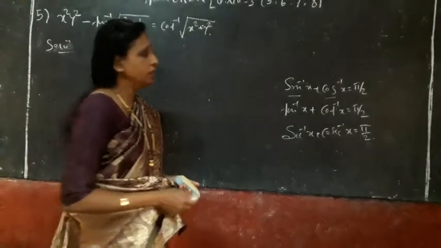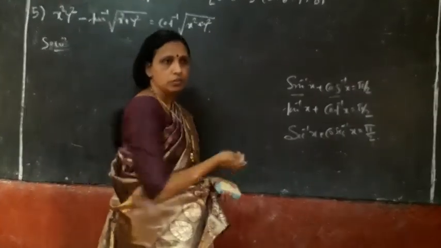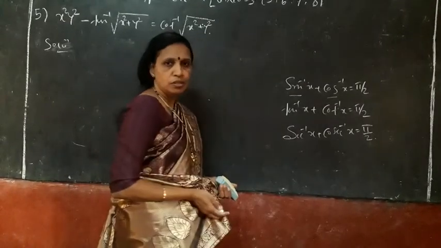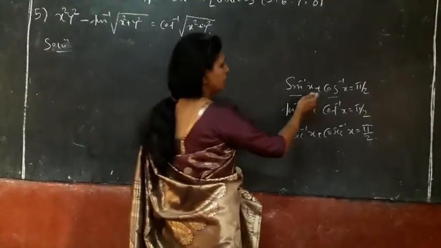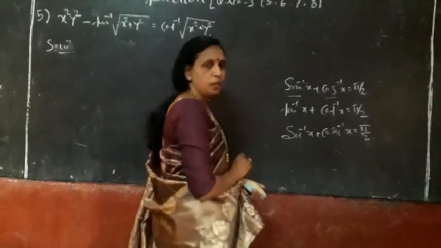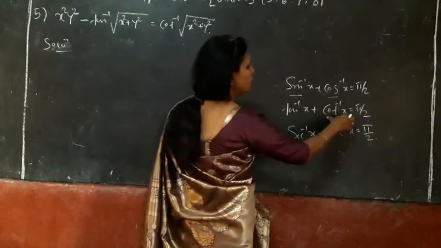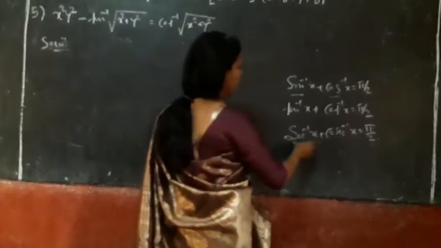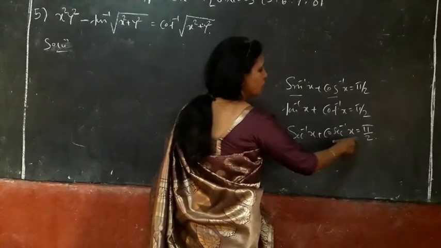Before going to solve the questions, first you must and should know this: sin inverse x plus cos inverse x equal to pi upon 2, tan inverse x plus cot inverse x equal to pi upon 2, sec inverse x plus cosec inverse x equal to pi upon 2.